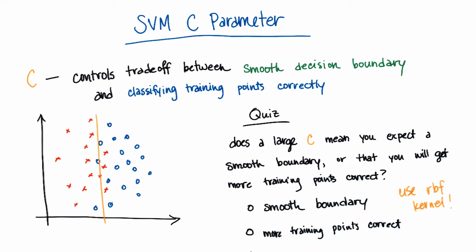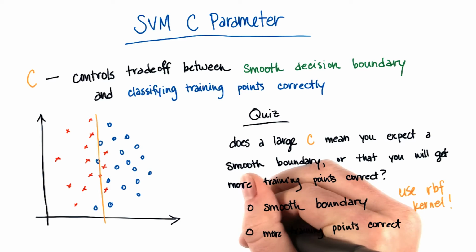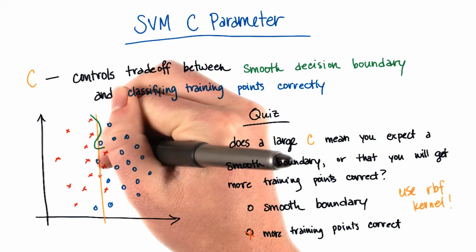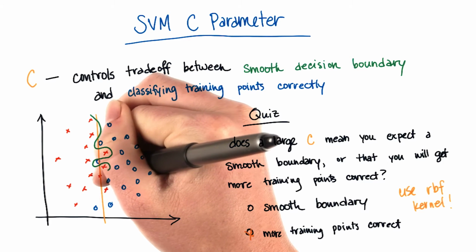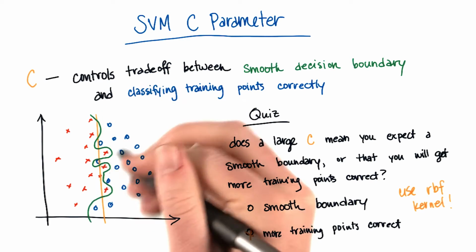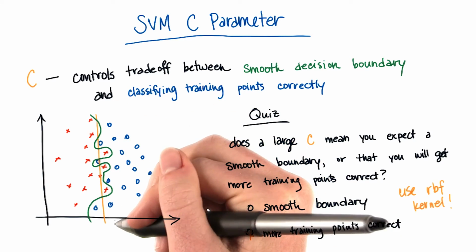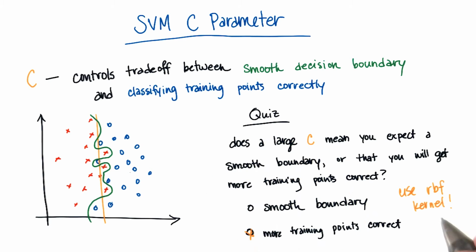What you'll find when you start to poke around either at the code or at the documentation is that a large value of C means that you're going to get more training points correct. So what that means in practice is that you get more intricate decision boundaries with larger values of C, where it can wiggle around individual data points to try to get everything correct, but at the cost of something that could be a little bit more complex than you liked it.